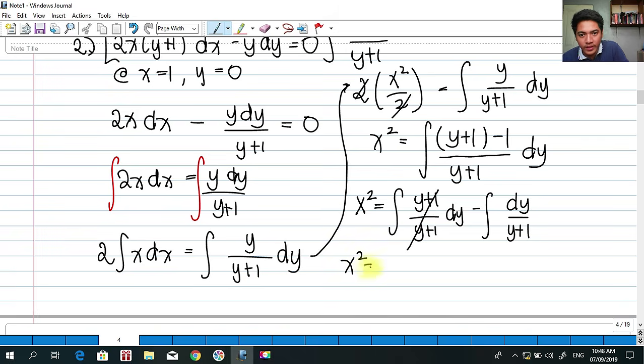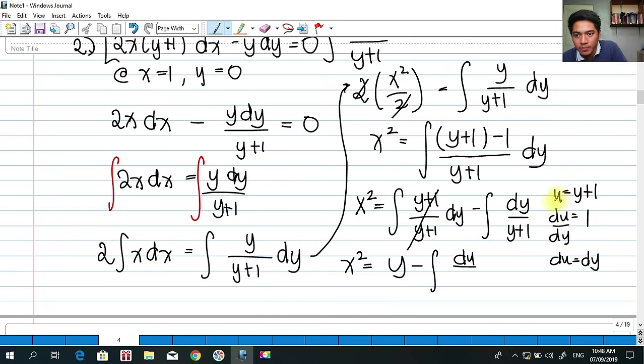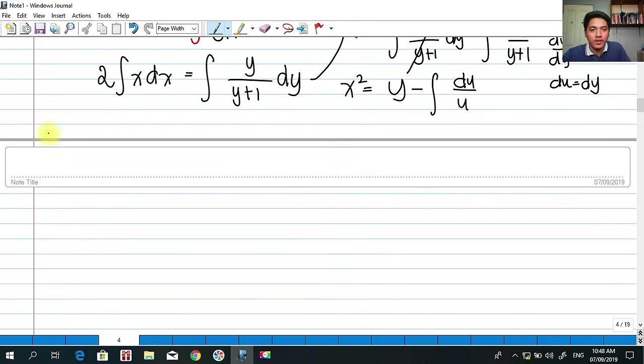So the integral of simply dy will become y, minus the integral of this, which is still ln, because if you make u as y plus 1, you make du with respect to dy, this would be 1. So du is simply equal to dy. If you substitute here, we have dy equals du over u, where u is equal to y plus 1. So du over u, if we get the integral of that, is ln of u.